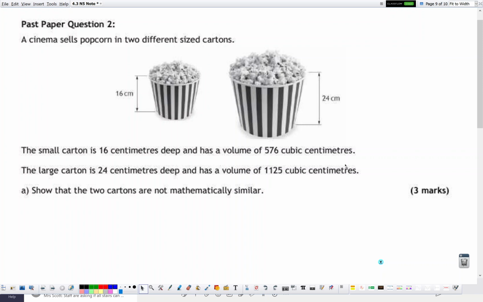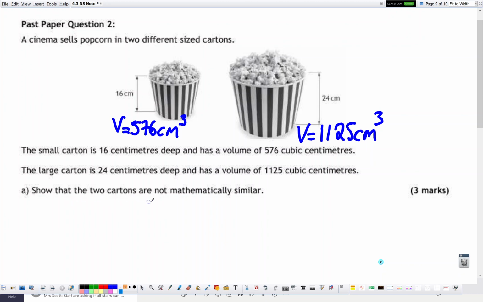So we've got popcorn boxes, tubs, sold in 2 different size cartons. We've got a 16 centimetre height one and a 24 centimetre height one. The small carton is 16 centimetre, and it has a volume of 576 cubic centimetres. The larger one has a volume of 1,125 centimetres cubed. So this is a bit odd. We know both the heights and we're given both the volumes, so something's different here.